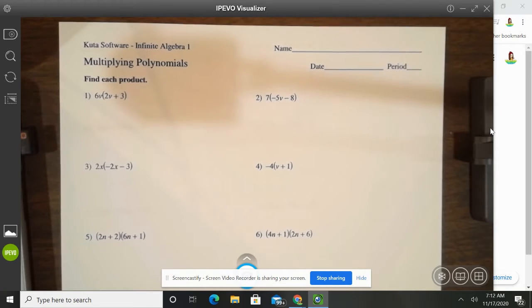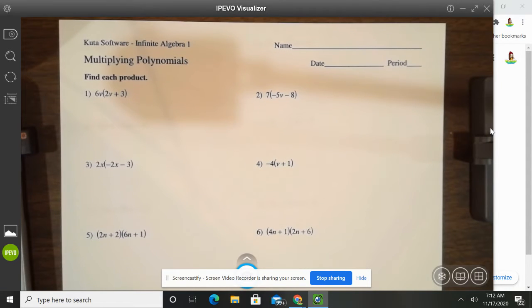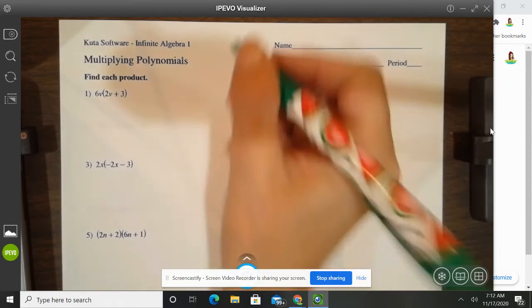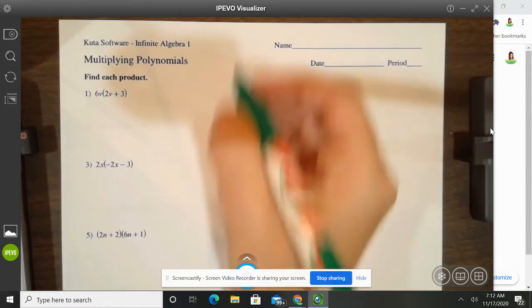Okay, students, this week we're going to do multiplying polynomials. Before we were adding and subtracting, now we're multiplying. One thing we have to remember is the rules of exponents. So what happens when you multiply like variables with exponents?